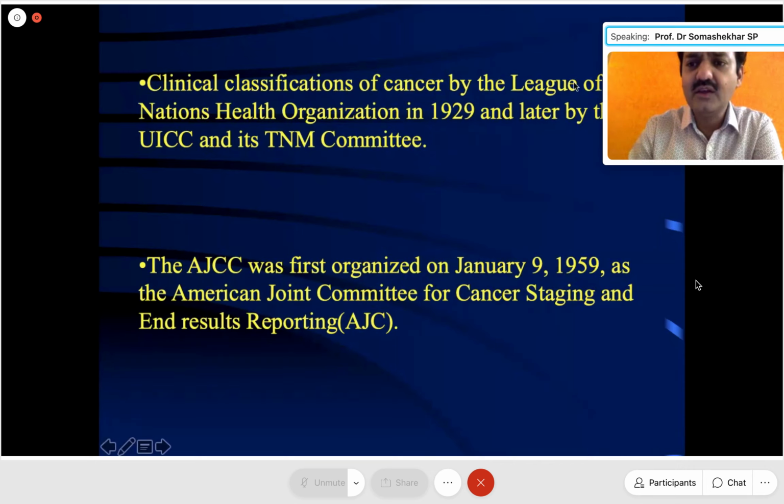Subsequently, the clinical classification of cancer was adopted by the League of National Health Organization in 1922, and the International Union Against Cancer and the TNM Committee adopted it. The AJCC's first meeting was organized on Jan 9, 1959. Remember, TNM existed before AJCC; the American Joint Committee on Cancer adopted the TNM and they got merged later.